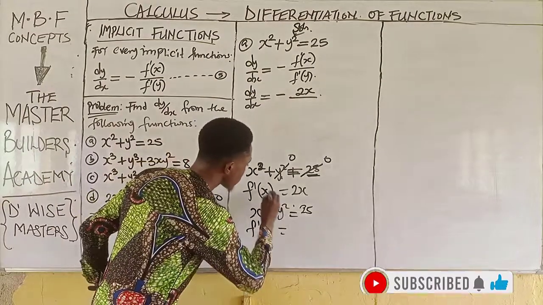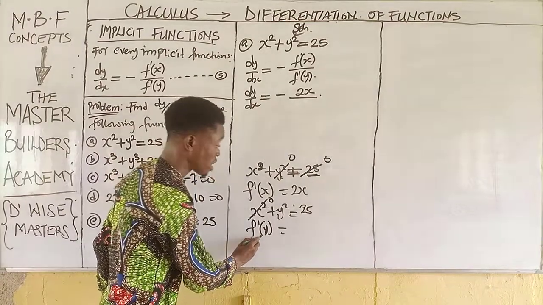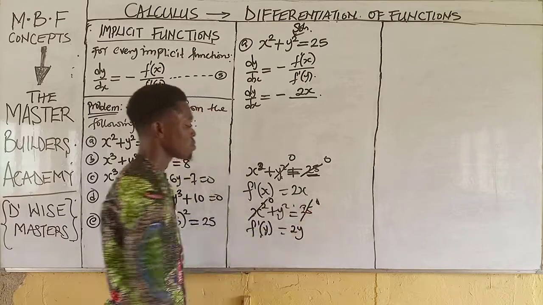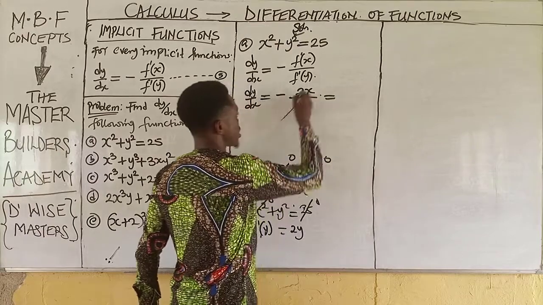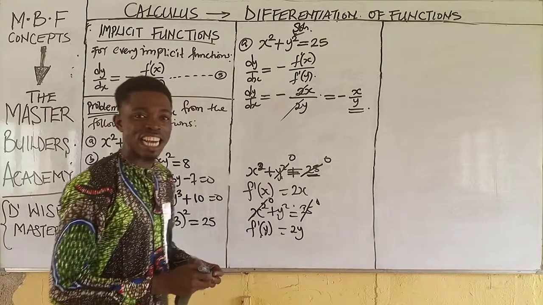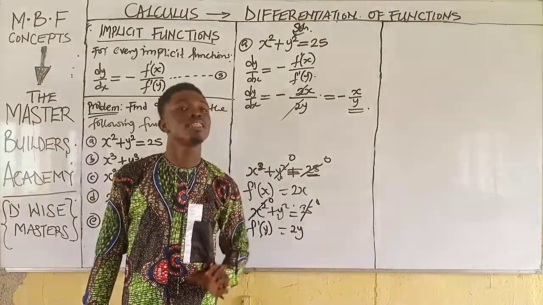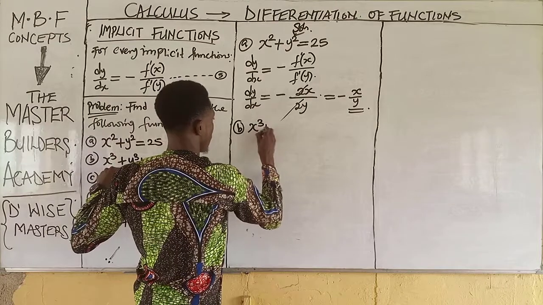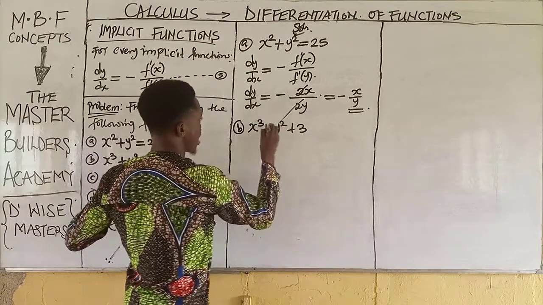So in this case, if I differentiate x squared, I have 0. But if I differentiate y squared with respect to y, I will have 2y. And if I differentiate a constant with respect to y, I have 0. So this will have given us 2y. And the answer to this, 2 takes care of 2, we have minus x over y. This is the answer to this question. Guys, is this very simple? Very, very simple.